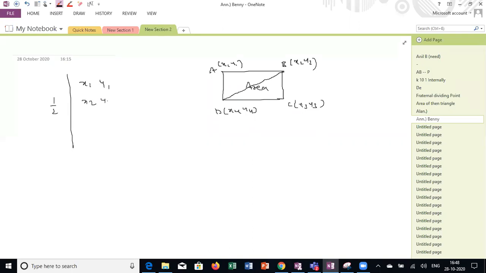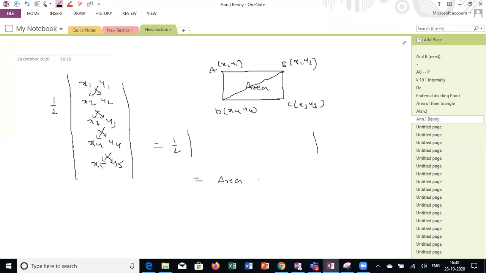x1 y1, x2 y2, x3 y3, x4 y4, x5 y5. You apply the same procedure I told. Just cross multiply each other, one direction is positive and the other direction is negative. Half into, if you write all the things, whatever answer you get, that is the area of that rectangle. Same thing you can apply for pentagon, hexagon, and septagon, or any other plane figure. If it is a quadrilateral, pentagon, or hexagon, you can apply the same formula.